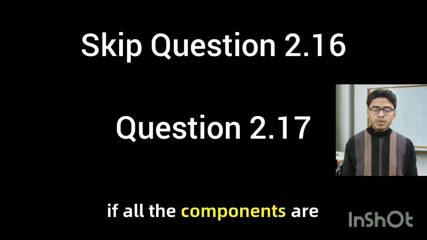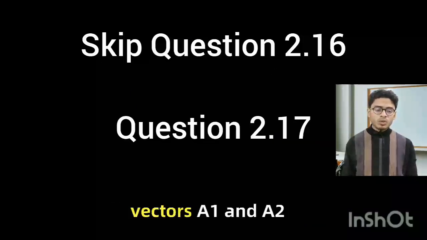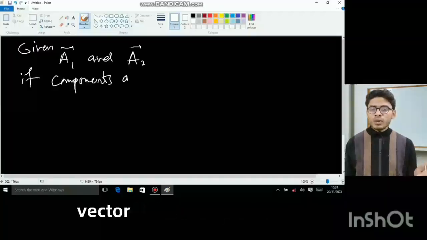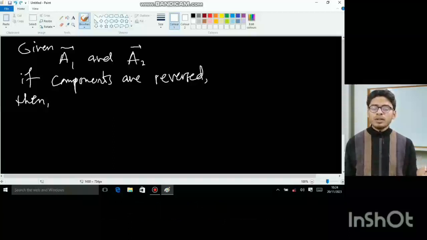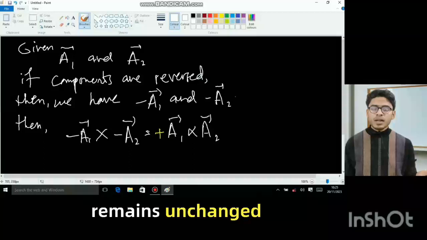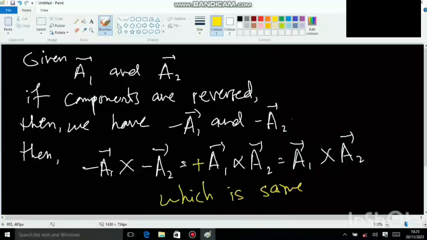If all the components of vectors A1 and A2 were reversed, how would this alter A1 cross A2? If all the components of vectors A1 and A2 are reversed, then A1 cross A2 remains unchanged, and this can be shown as.